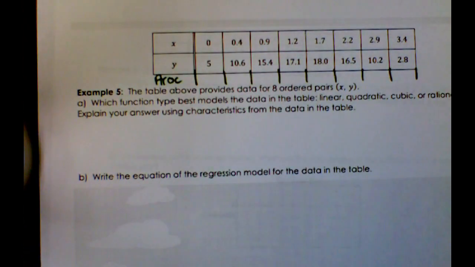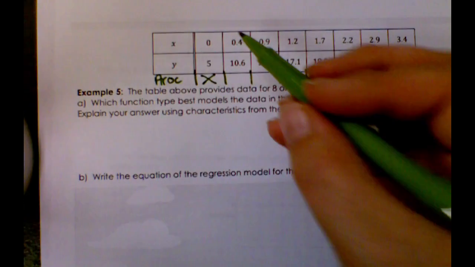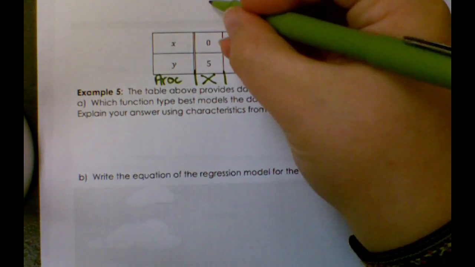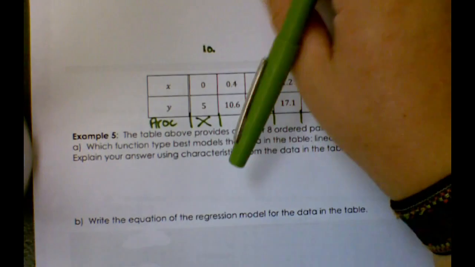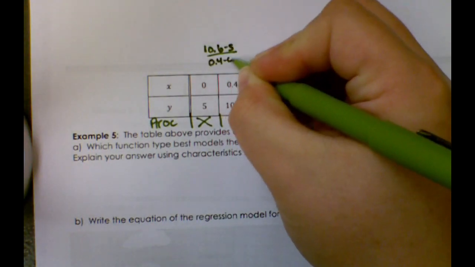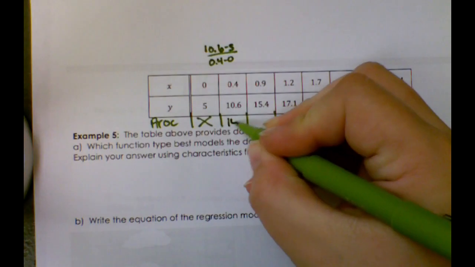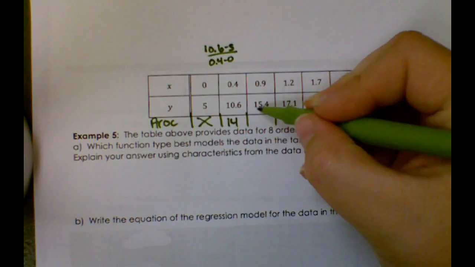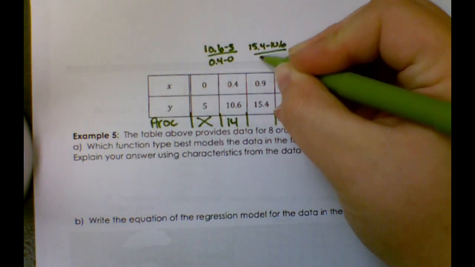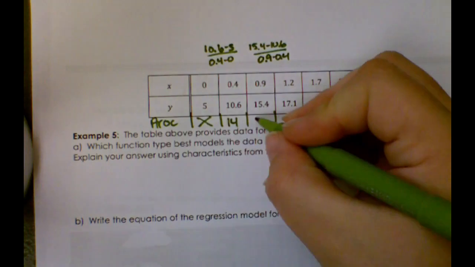So I'm going to add a row to my table. I won't have an average rate of change on the first, but here I can find an average rate of change. It's the difference in my y values, so 10.6 minus 5, over the difference in my x values. So I get that my first average rate of change is 14. Then I do the same thing, 15.4 minus 10.6 over 0.9 minus 0.4. My average rate of change is 9.6.